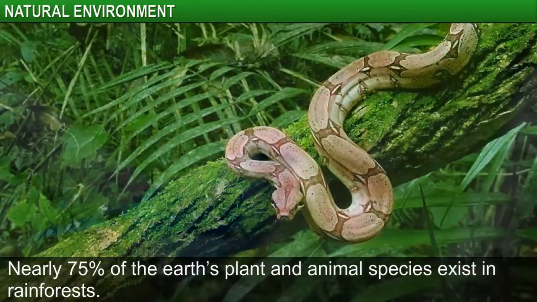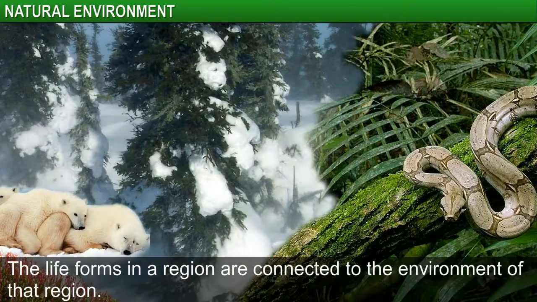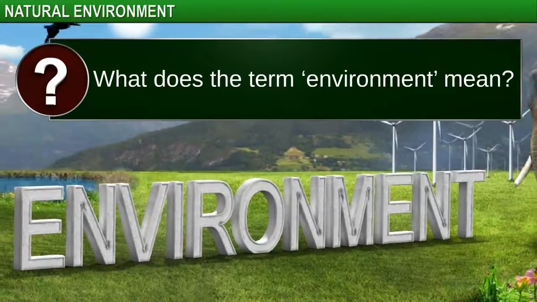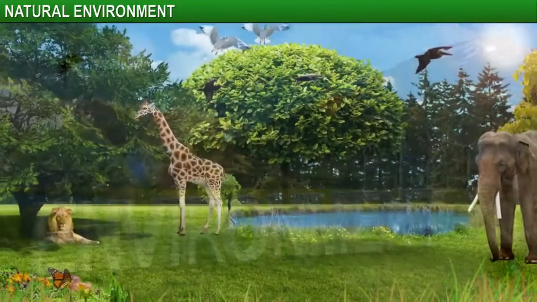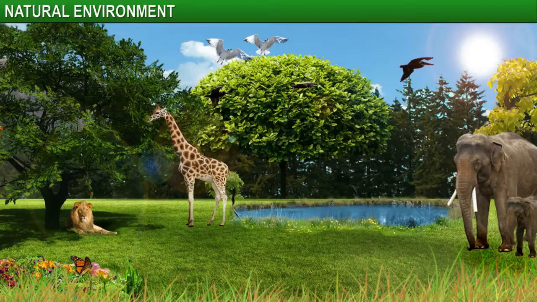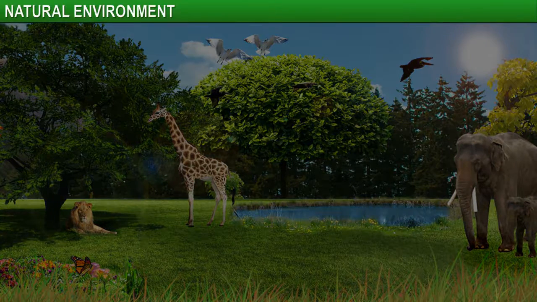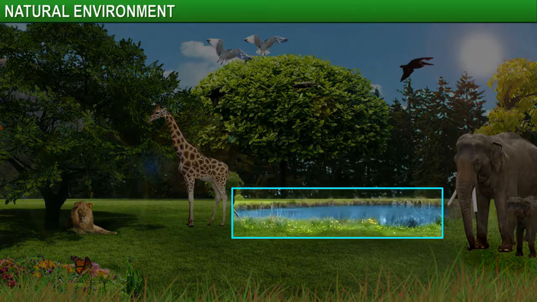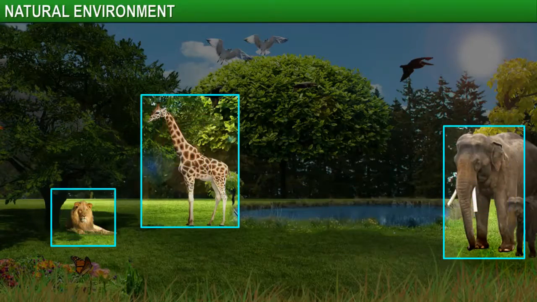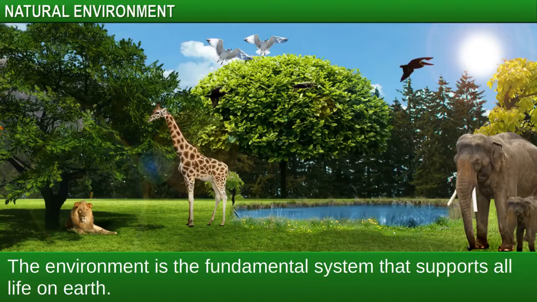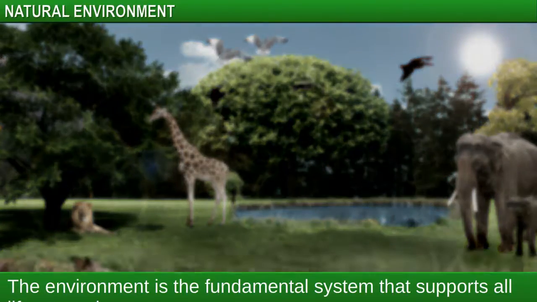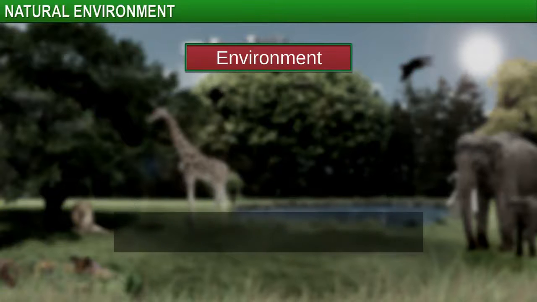As you can see, the life forms found in a region seem to be connected to the environment of that region. What does the term environment mean? The environment is the fundamental system that supports all life on Earth. It consists of the air, water, plants, animals, and land. In fact, the word environment comes from the French word environ, which means around.